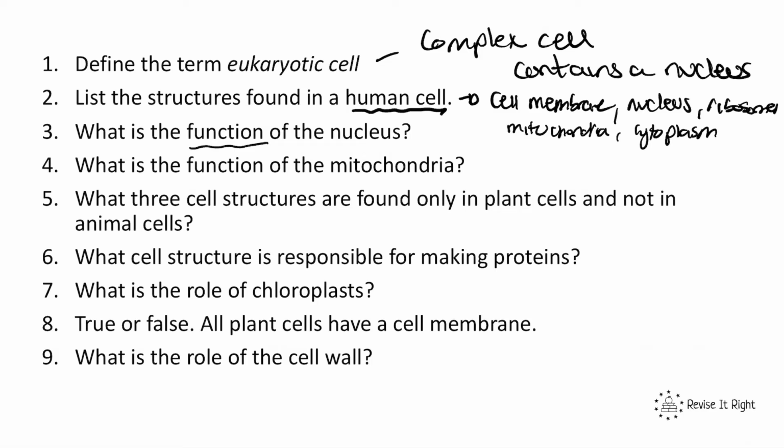What cell structure is responsible for making proteins? That is the ribosome. What is the role of the chloroplast? Well, that is where photosynthesis happens in the cell. Question 8, true or false? All plant cells have a cell membrane. That is true. And finally, what is the role of the cell wall? That provides structure and support for the cell. So hopefully you got all 9 out of 9 on those.